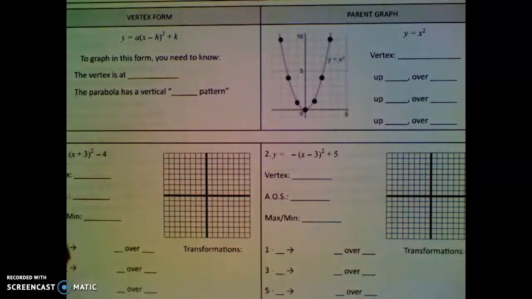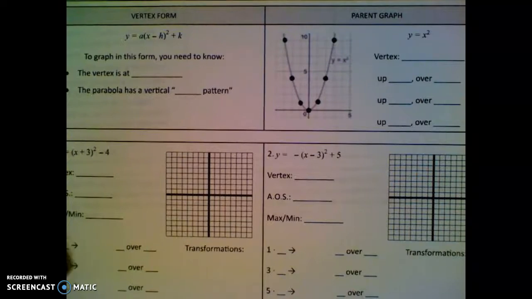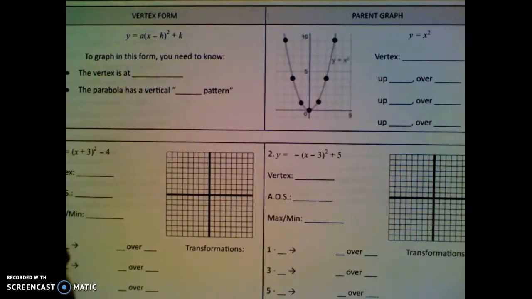It's Monday, and today we're going to talk about graphing using vertex form, which is the easiest way to graph. You guys are going to love it. We're also going to talk about changing from standard form into vertex form by completing the square.